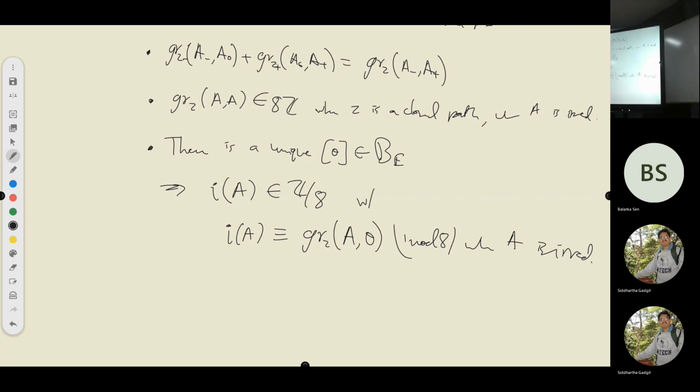What do you mean by that unique? You mean there is some canonical zero? There is a unique theta belonging to B. Oh, this is the trivial connection. Okay.